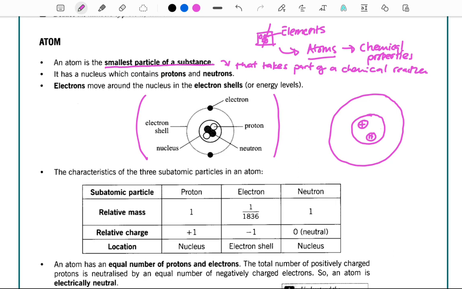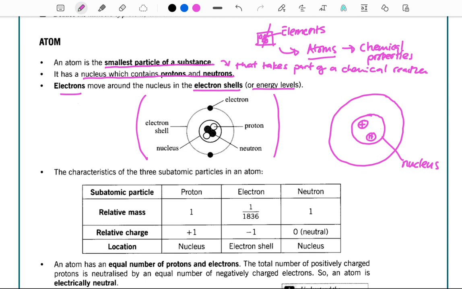So going to our second point, we say that this atom has a nucleus which consists of protons and neutrons, which I have said earlier on. And here we have our nucleus. It has two things, which are the protons and the neutrons. Further on, electrons move around the nucleus in electron shells, or energy levels. That's the levels that they are able to move in. So I want you to get this shell not as an eggshell, but as an energy level or a field that is surrounding the nucleus.